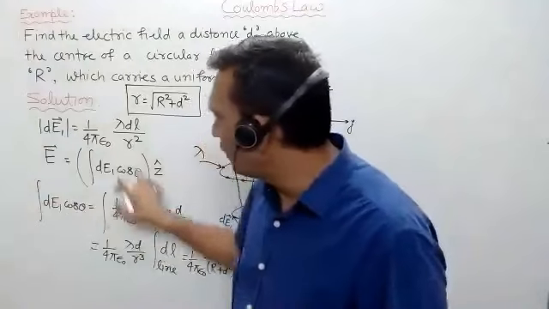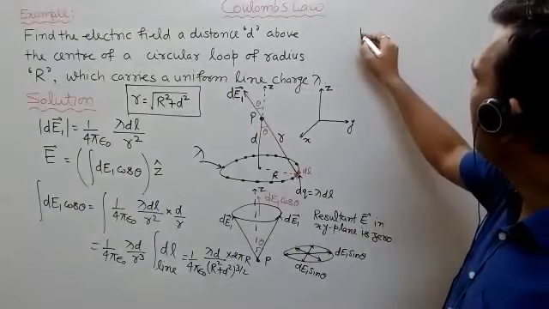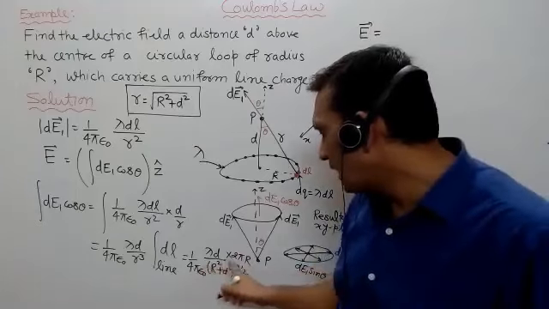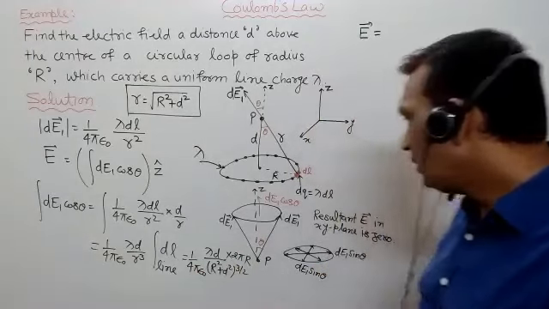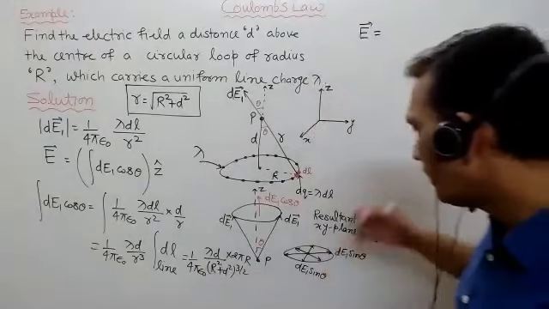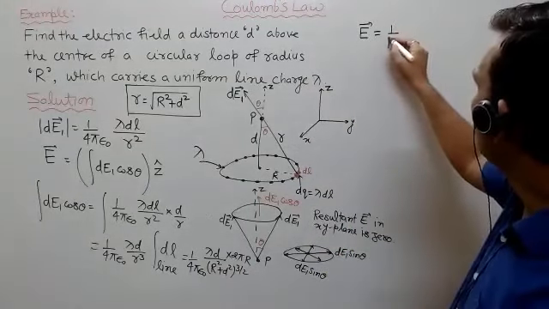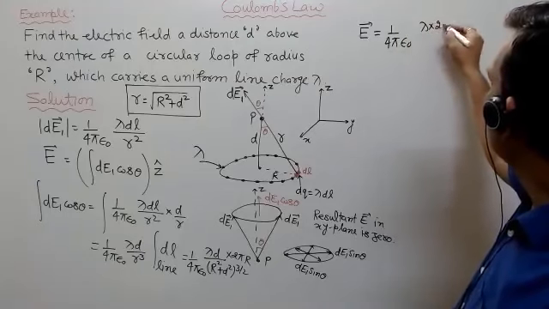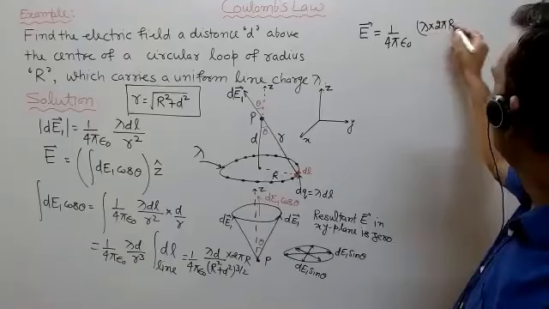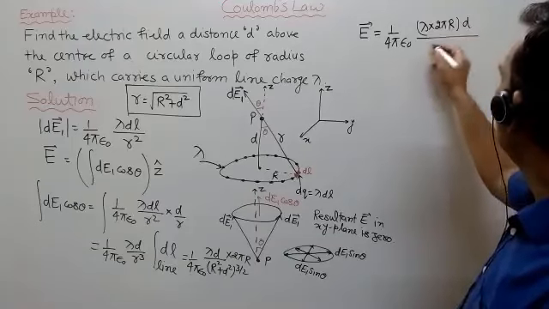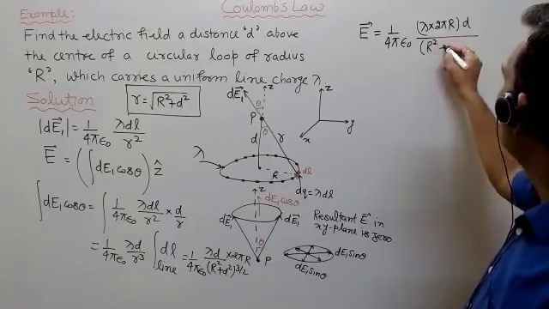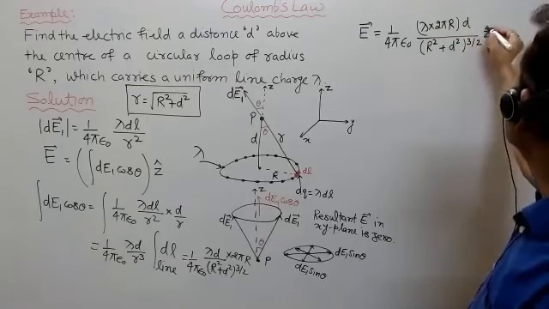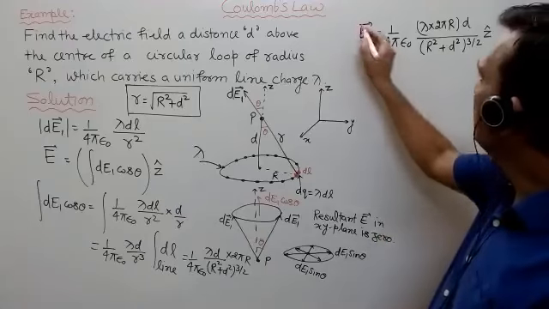This is the integral of dE1 cos theta. So the resultant field E is given by, in this, 2 pi will cancel out. Or you can write this as 1 by 4 pi epsilon naught, lambda into 2 pi r into d by r square plus d square power 3 by 2, direction is z. This is the resultant field.